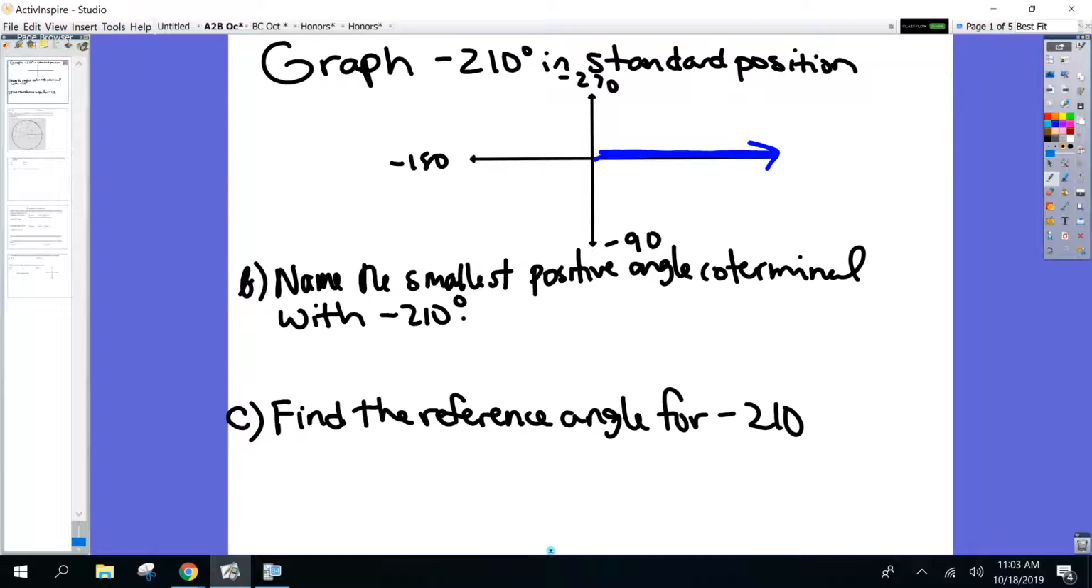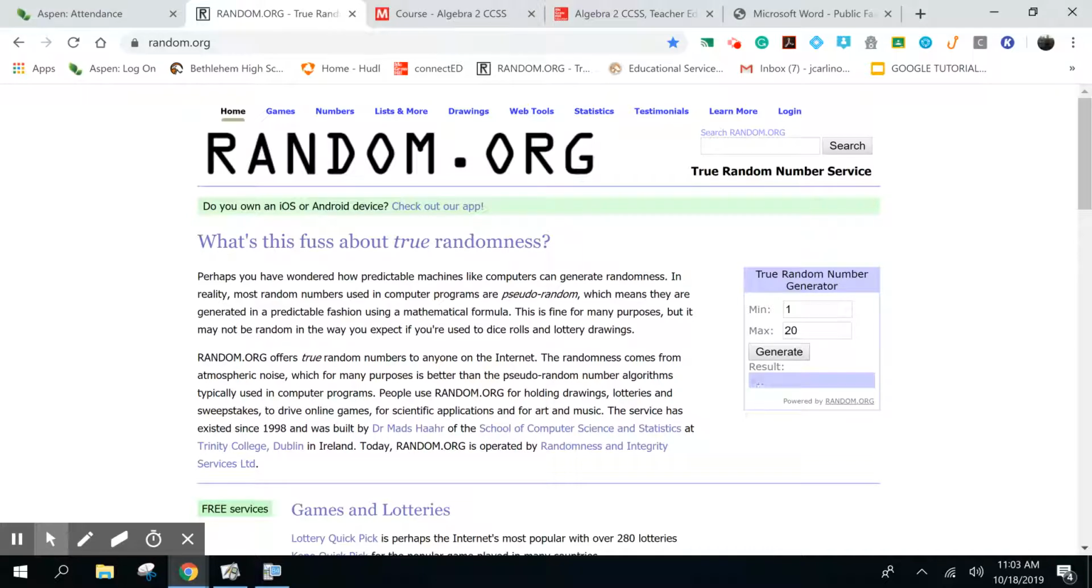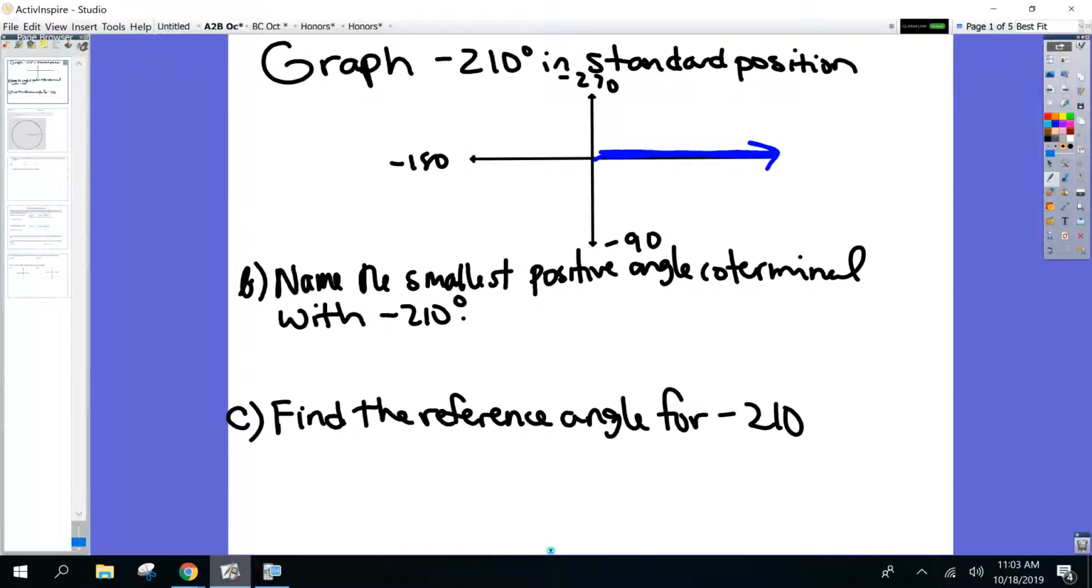What is that side called that I just put on the x-axis? Let's go vocabulary. Initial side, yes, or ray, that's good too. Then we have the other side, which goes in what quadrant, Ben? Quadrant 2, because it's negative 210. Is negative 210 closer to negative 180 or negative 270? Negative 180. So I'm going to draw it closer to 180.